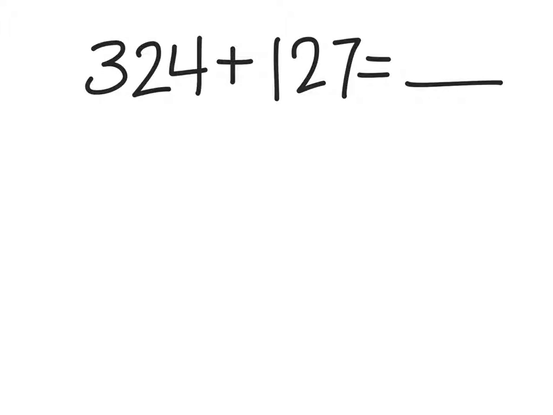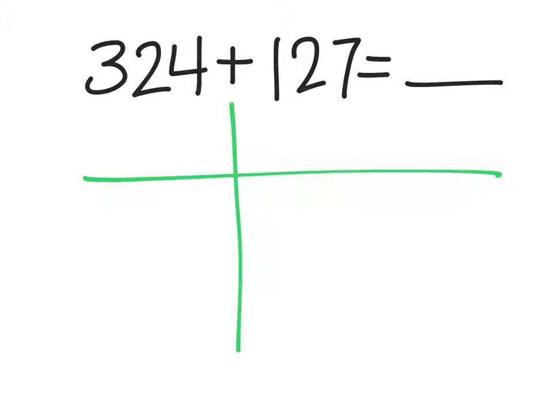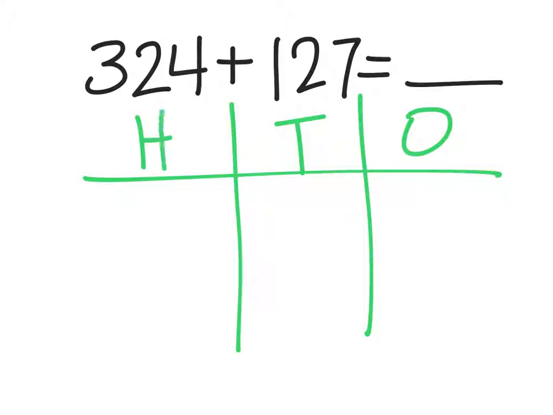Today we're going to solve three-digit addition using base 10 block strategy. So we're going to add 324 plus 127. First thing we're going to do is draw our place value chart. This is our ones place, tens place, and hundreds place. For addition, we're going to draw our first number, 324.